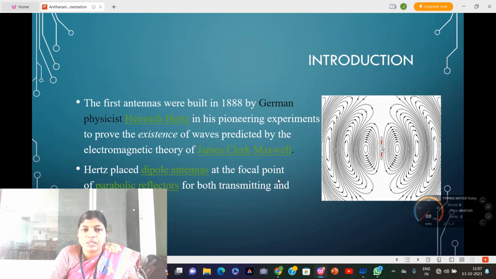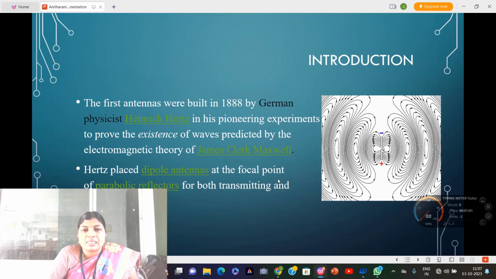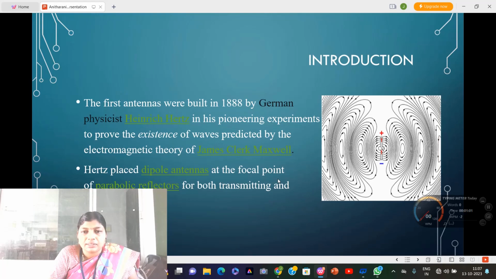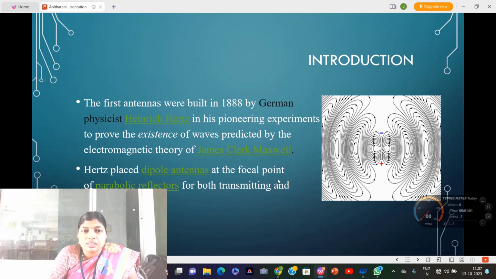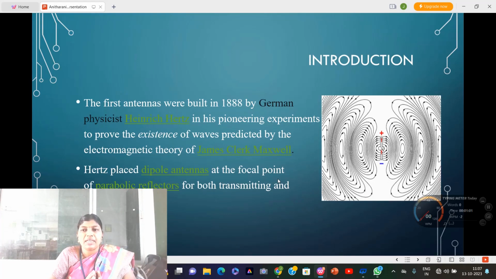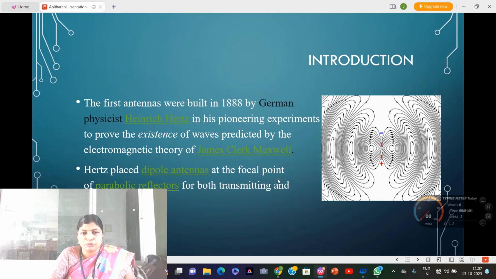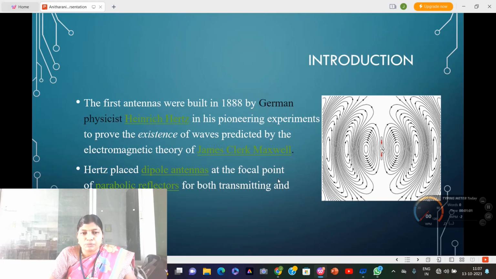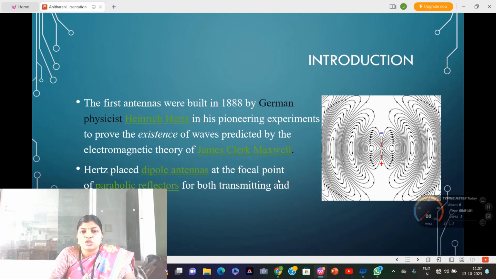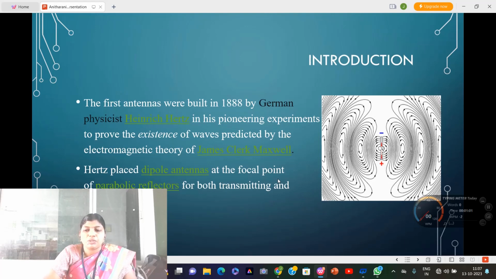In his prior experiment, he proved the existence of waves predicted by the electromagnetic theory of James Clerk Maxwell. Hertz placed a dipole antenna. Dipole means we have positive as well as negative poles, at the focal point of a parabolic reflector, such that one acts as a transmitter and another acts as a receiver.